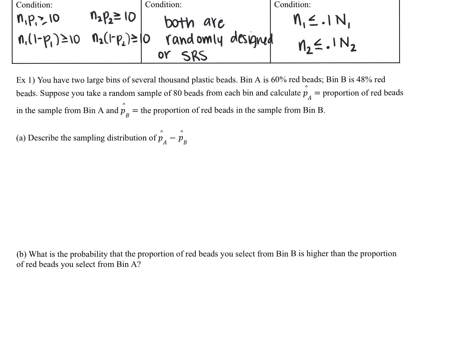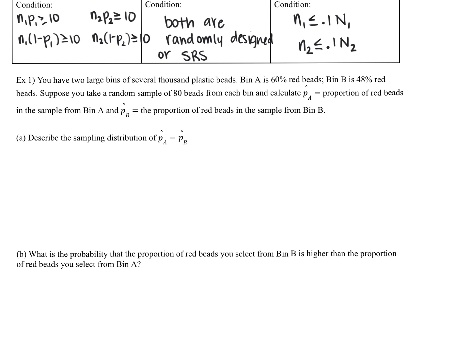So let's go ahead and take a look at an example. Suppose you have two large bins of several thousand plastic beads. Bin A is 60% red beads and bin B is 48% red beads. Suppose you take a random sample of 80 beads from each bin and calculate your proportion of red beads from bin A, and your proportion of red beads from bin B.